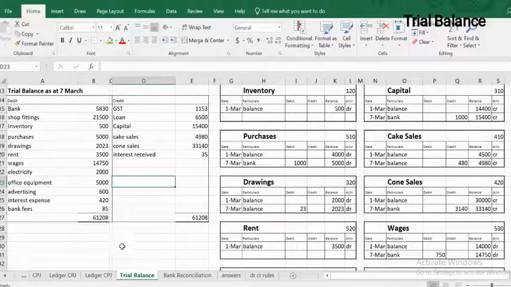Do remember though, in the end, if you can't find it, don't go in a complete panic. It can just be one thing that means it's not balancing.